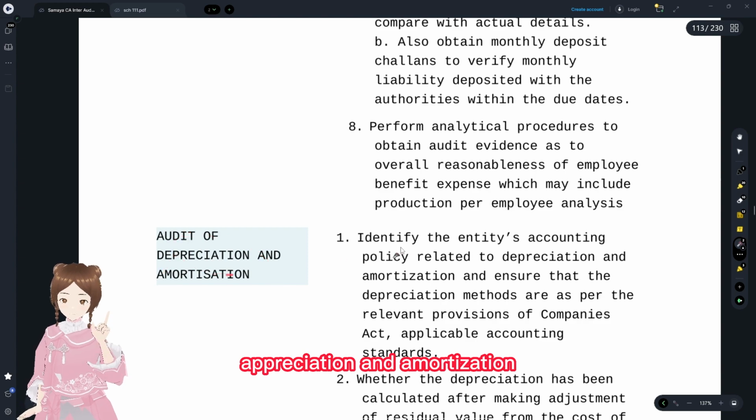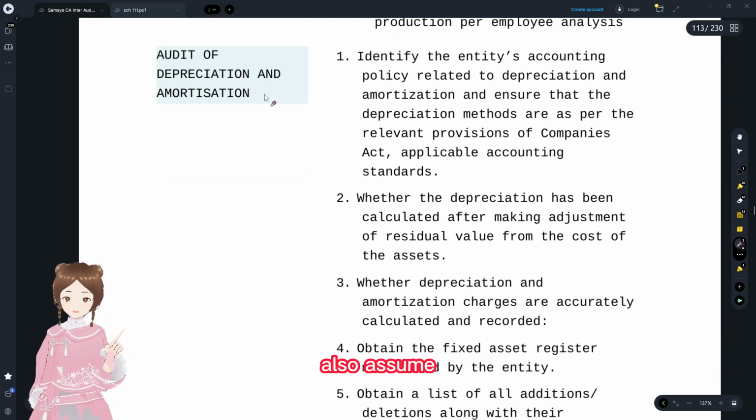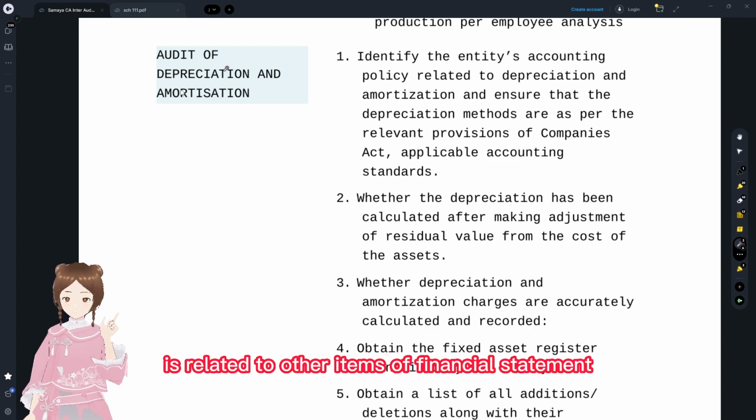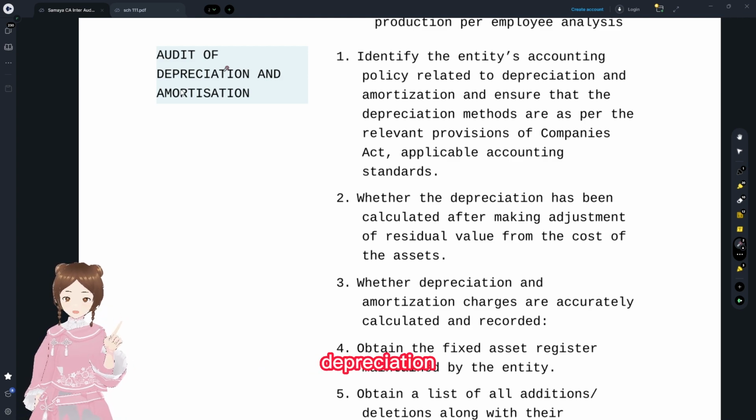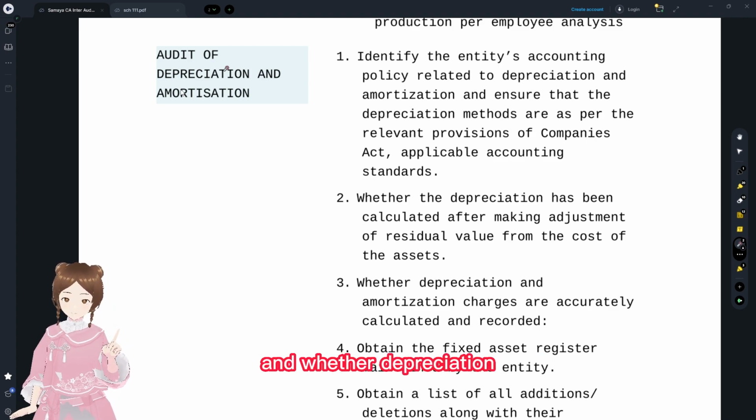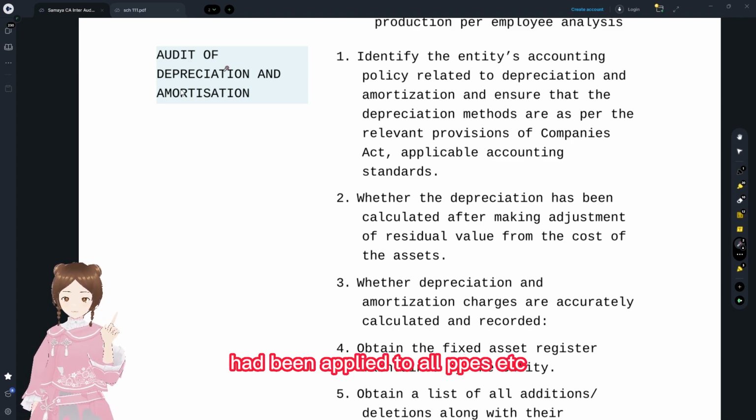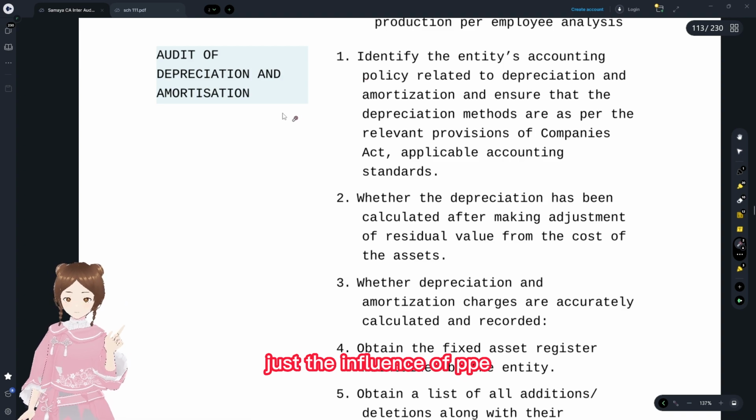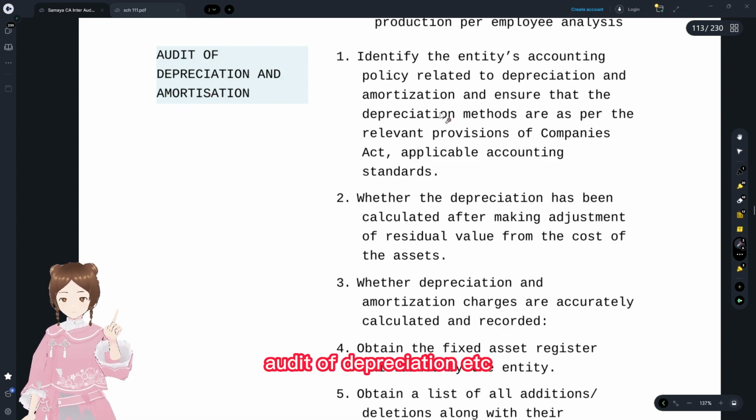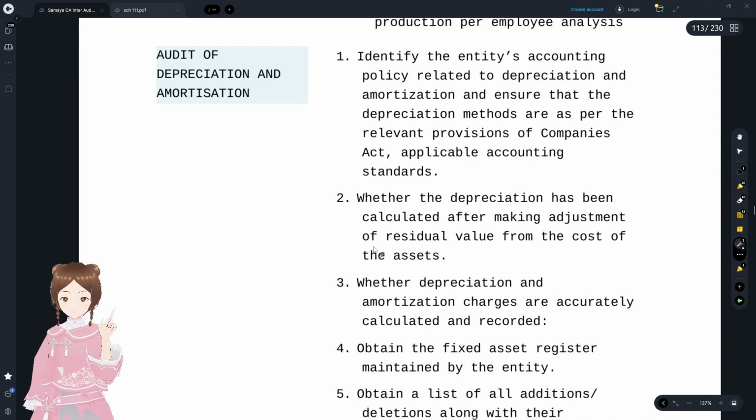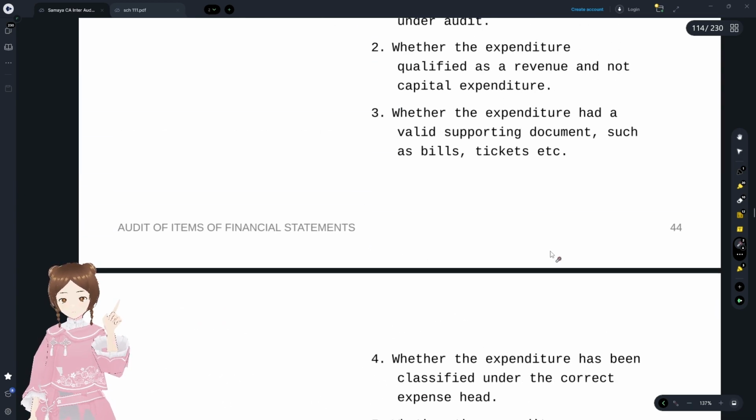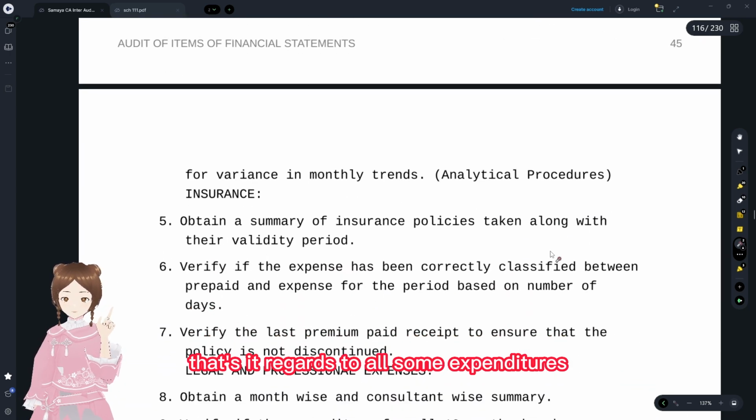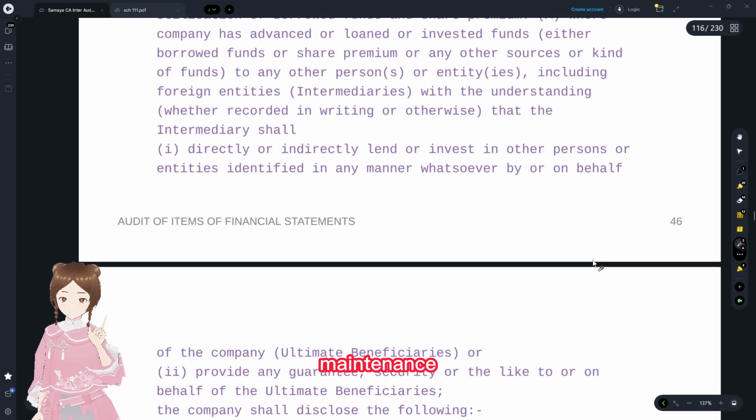And we have to check the depreciation and amortization also, since depreciation and amortization are related to other items of the financial statements, that is PPE. So we have to check whether the ratio of depreciation, amortization and PPE, intangible assets was good or not, whether the rate was effectively applied, and whether depreciation had been applied to all PPEs, etc. The audit of PPE would also come under this audit of depreciation. And you have to check the things with regards to this. And that's it with regards to all the expenditures: travel, repair, maintenance, and that's it.